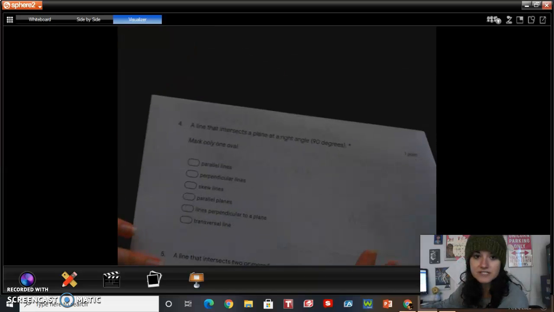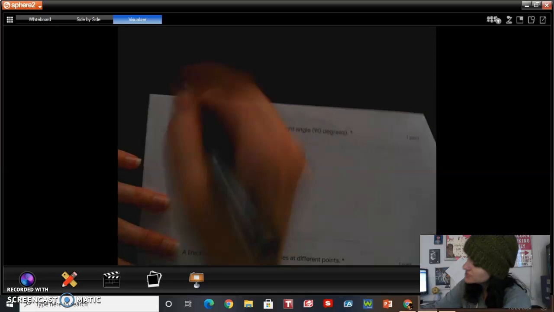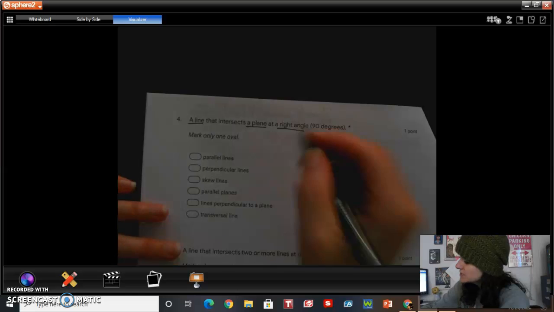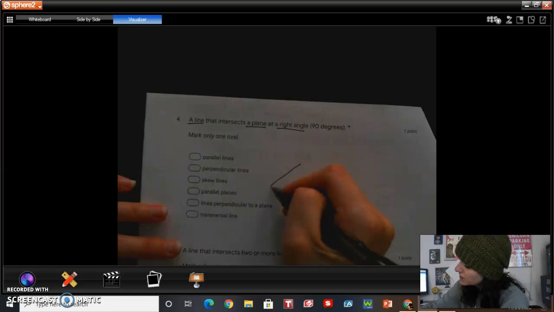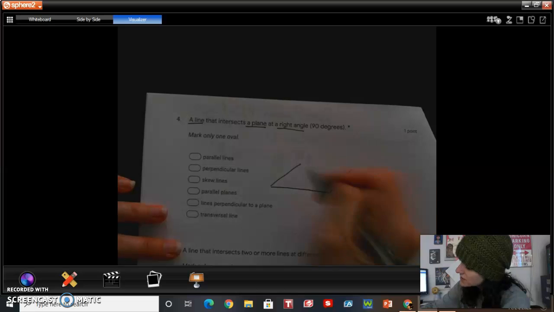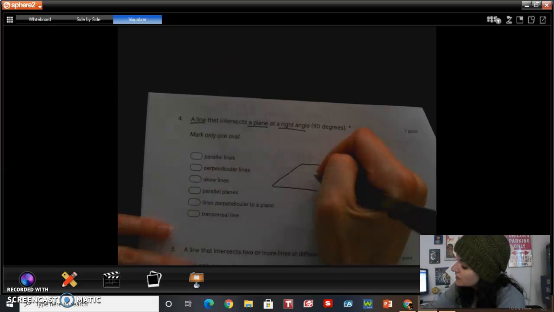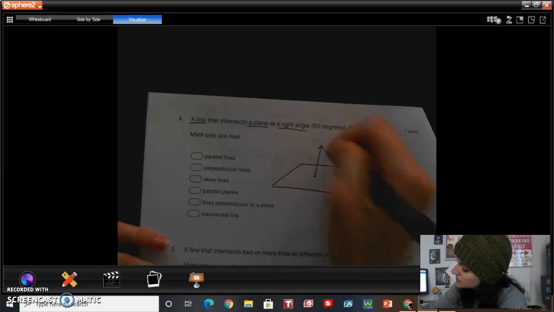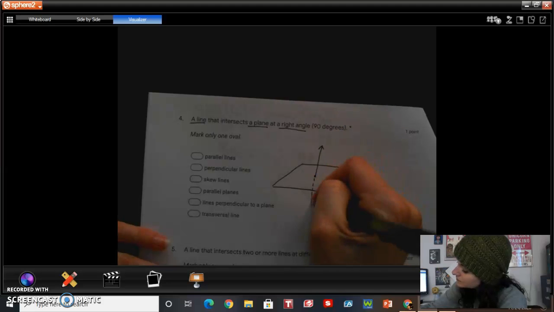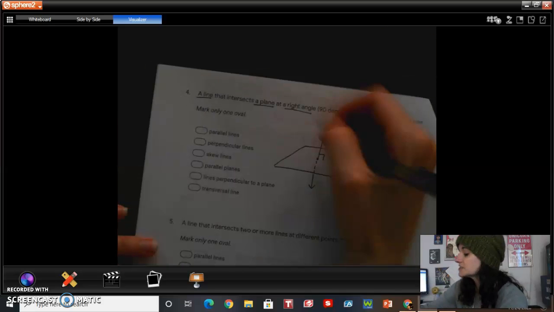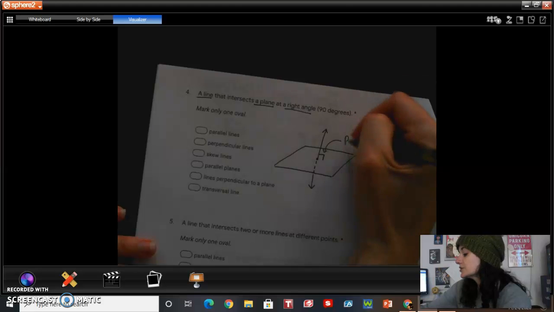All right, our next one. A line that intersects a plane at a right angle. Our keywords here are line, plane, and right angle. If you have a plane, remember a plane is a two-dimensional flat surface like a box or a floor or a ceiling or a square or things like that. And we have a line that goes through it at a right angle. The key word here is that right angle. And remember, if anything intersects to create a right angle, it is considered perpendicular.